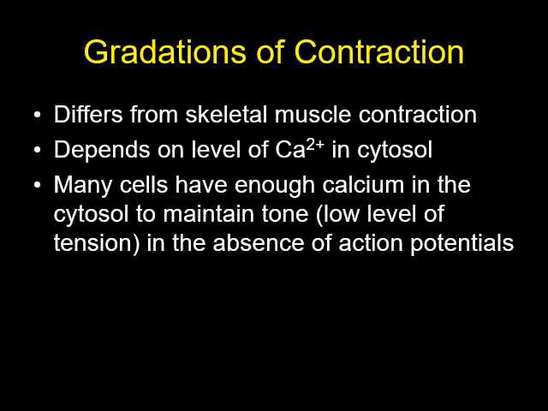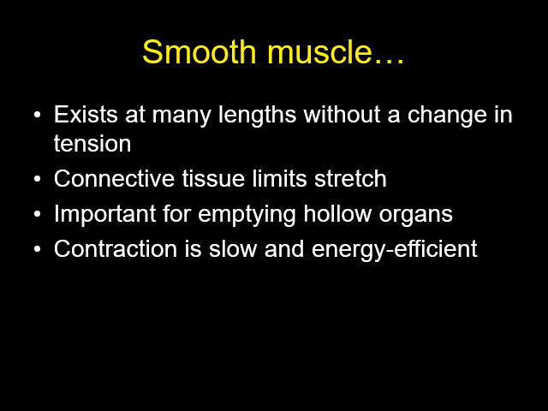Now, unlike skeletal muscle, where there's no gradation of contraction, smooth muscle can have gradations of contraction, and this depends on the level of calcium in the cytosol of the muscle cells. Many cells have enough calcium in the cytosol to maintain tone, or a low level of tension, in the absence of action potentials. Smooth muscle can also exist at many different lengths without a change in tension.